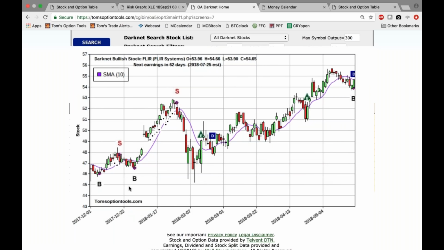This is an example of a stock that not only is creating higher lows and higher highs, but it's had signals in the past. It had a buy at 46 and a sell at 48. It had a buy at 46.5 and a sell at 52.5. So it's not only moving in the right direction, but it has past profit potentials. So this is a great example of a DarkNet trade. All right, Fleur Systems, FLIR.